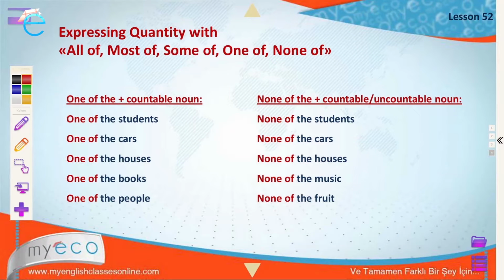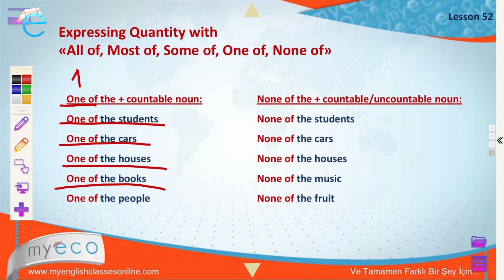And finally, we use one, which is just one. One of the. And then we have to use a countable noun. We cannot say one of the milk. That's not possible. Or one of the water. But we can use it with a countable noun, such as one of the students, one of the cars, one of the houses, one of the books, one of the people.